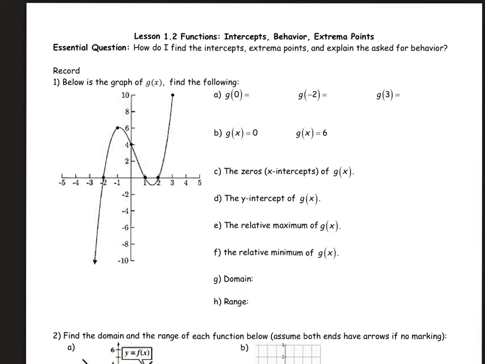Hi everyone, we're on our second lesson in functions. We're going to talk about intercepts, behavior, and extrema points. Our essential question is how do I find the intercepts, extrema points, and explain the asked for behavior?